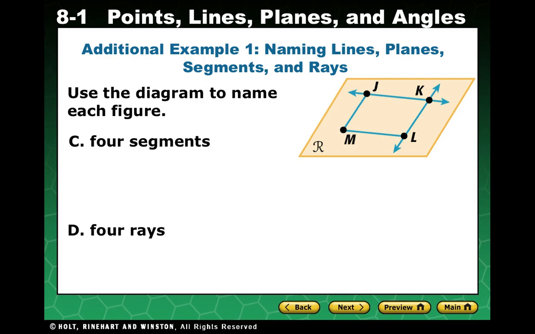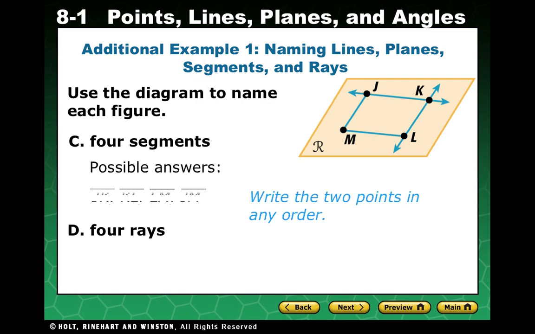So we have 4 segments here. So segments are parts of lines, so even though some of these are lines, they're also line segments. So we have segment JM, segment ML, LK, and KJ. Any of those can be, the order of the letters can be switched. JK is the same as KJ.